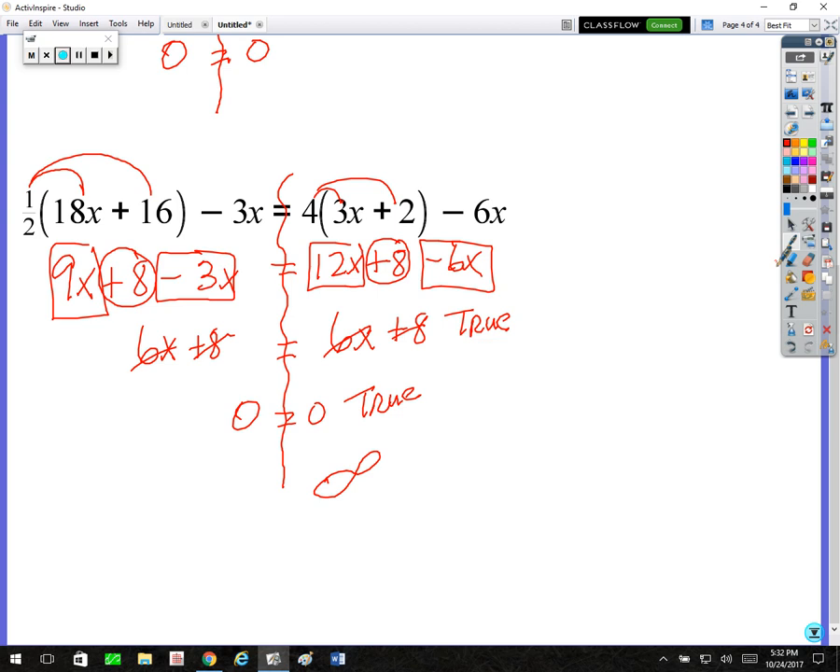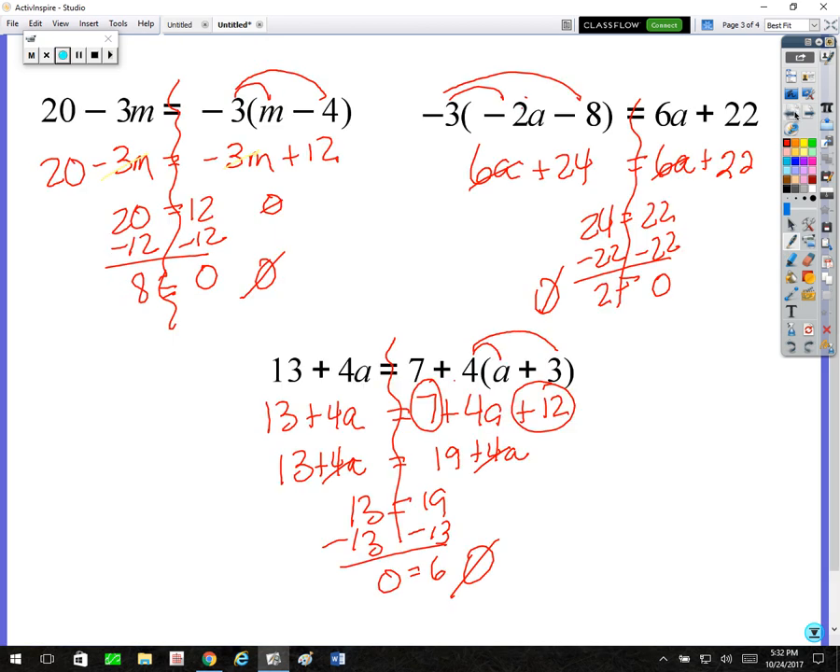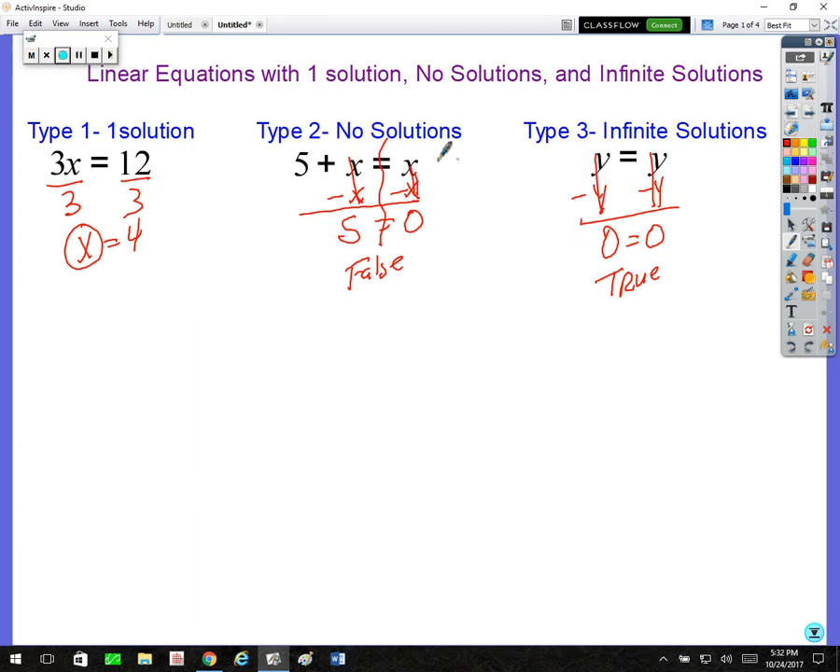Okay, so just as a quick recap, let's go back to the very first page. Remember, one solution, x equals a number. No solutions, you're going to have a number that does not equal a number. The two numbers will be different. And then infinite solutions, your numbers will be the same. In this case, it's going to be 0 equals 0. You remember, you can have other stuff too, as long as your left side is equal to the right side. No solutions will always be false. Infinite solutions will always be true.